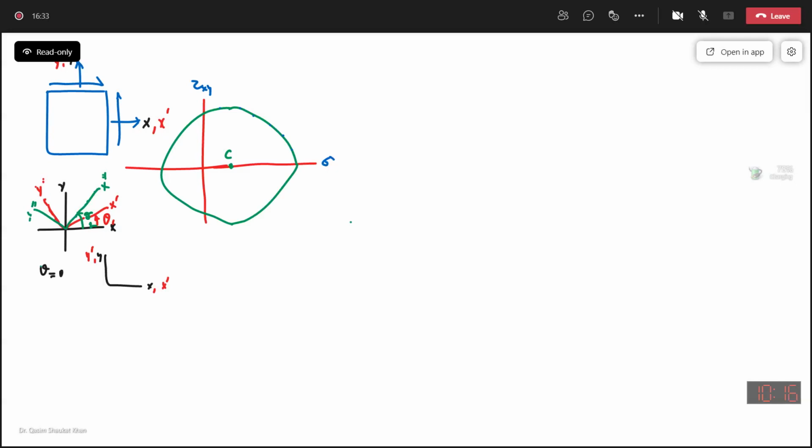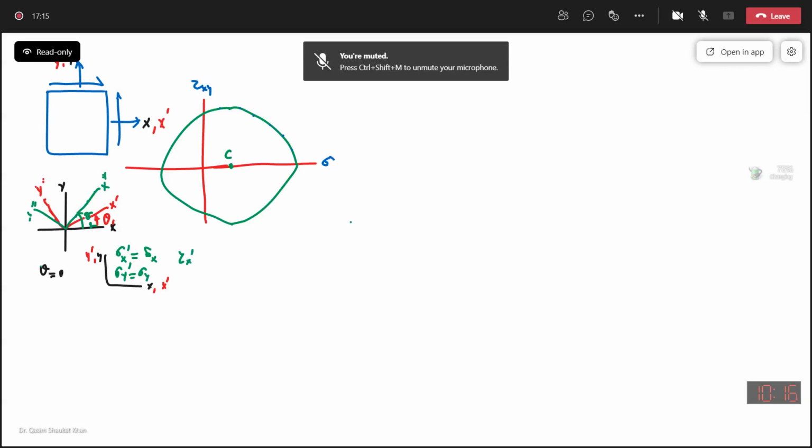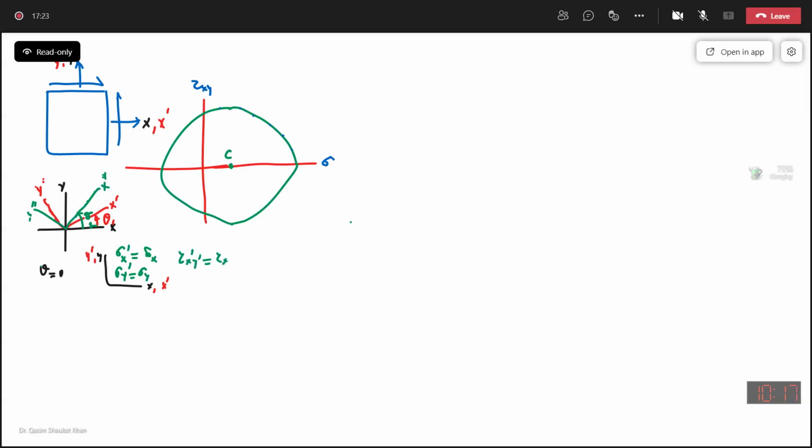And your stresses in this case will be, if I write this, sigma x dash will be equal to sigma x for this 0 case, and tau x dash y dash will be equal to tau xy. Is this point clear?